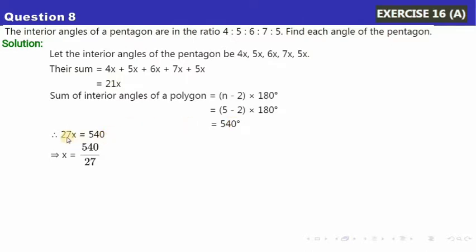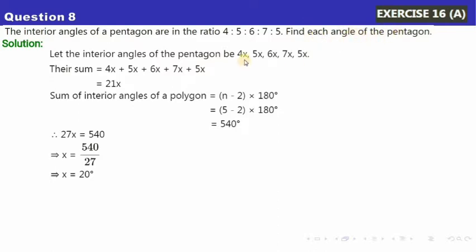So to bring this 21 to the denominator, you get 540 by 21, isn't it? Now do the cancellation, right? So you get the value of x to be 20 degrees. All right. Now, as per the question, we need to find the measure of each angle, isn't it?